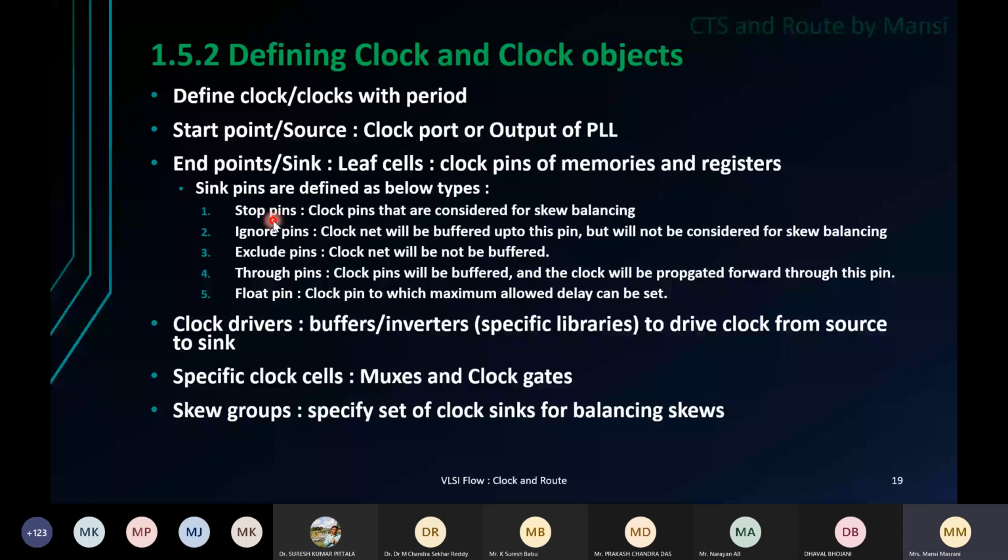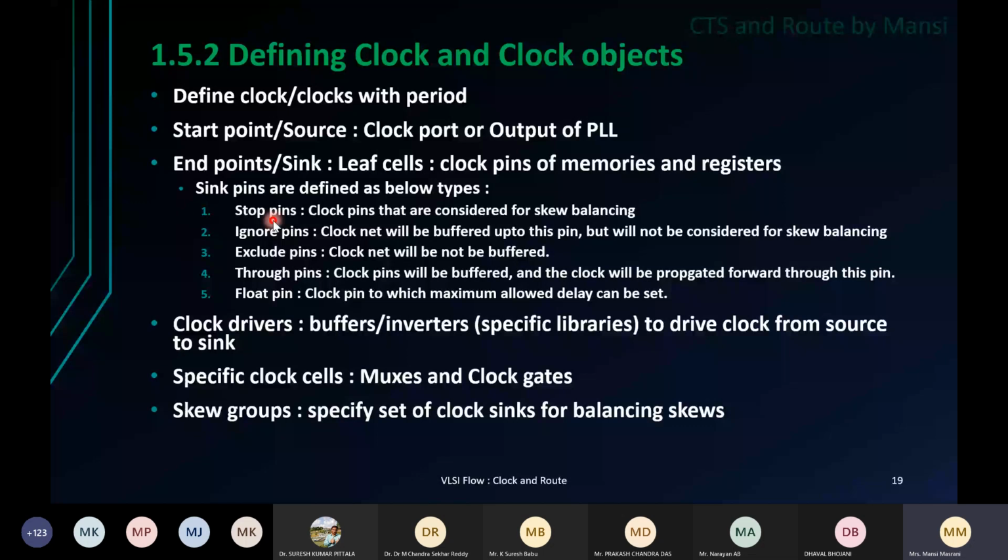But then comes the exclude pin. What happens there? We tell the tool to please exclude this pin from clock tree synthesis. I don't even want this pin to be a part of the clock tree, so it will just ignore that pin. Then there is the through pin. What will happen is clock pins will be buffered and the clock will be propagated forward through that pin.